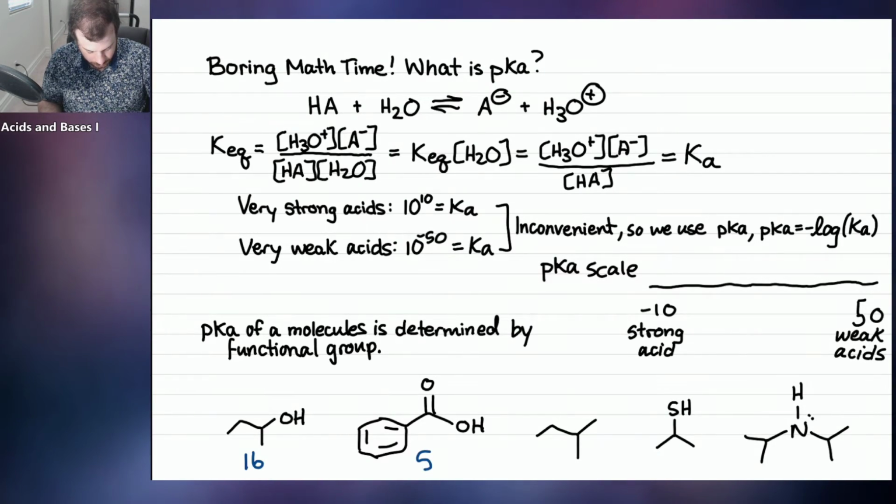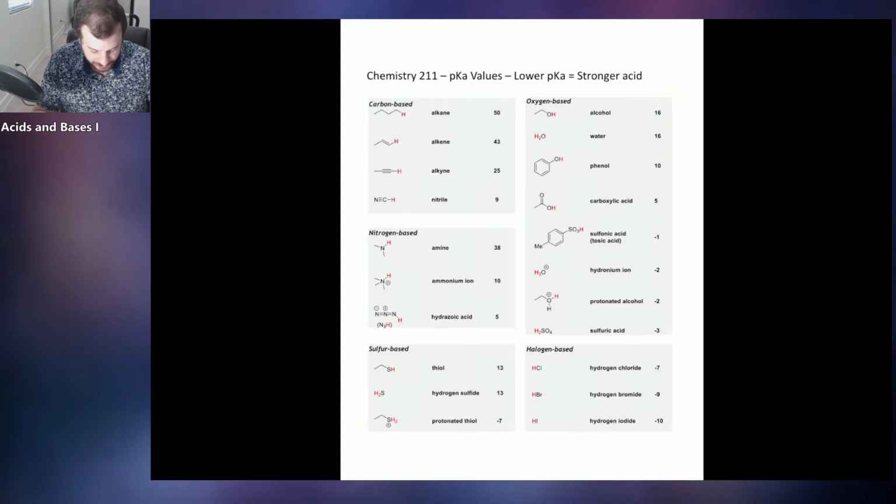What functional group's in this molecule? Pretty much nothing. It's just a boring alkane. That's on our pKa table too. Alkanes are very, very low acidity. They have a pKa of 50.